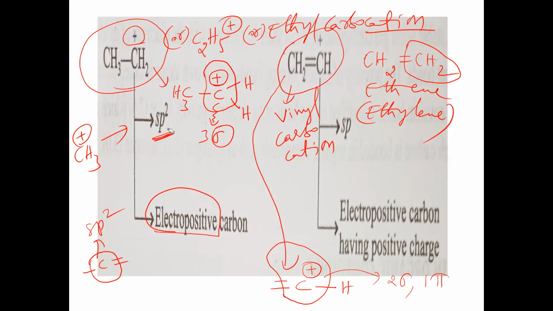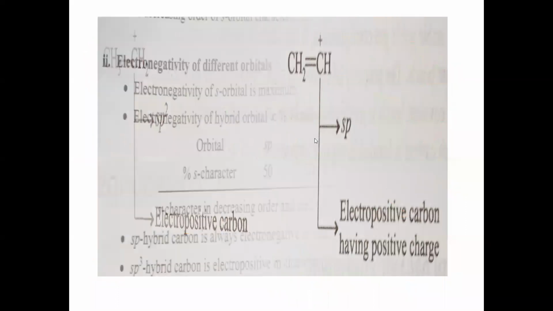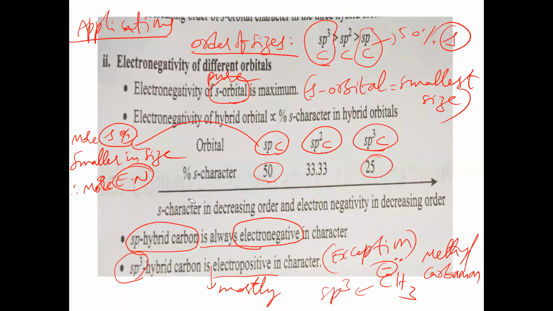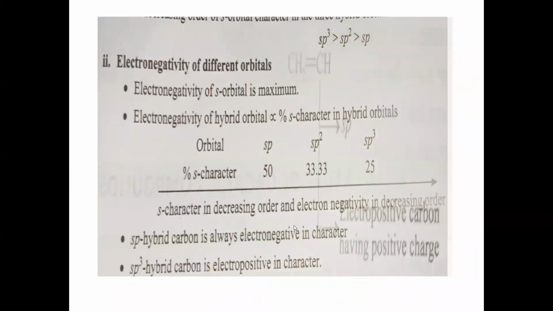Remember also that sp carbon is always electronegative. It can never be electropositive. So sp carbon is always electronegative carbon, because sp carbon cannot be electropositive. Previously we studied the statement that sp hybrid carbon is always electronegative in character.